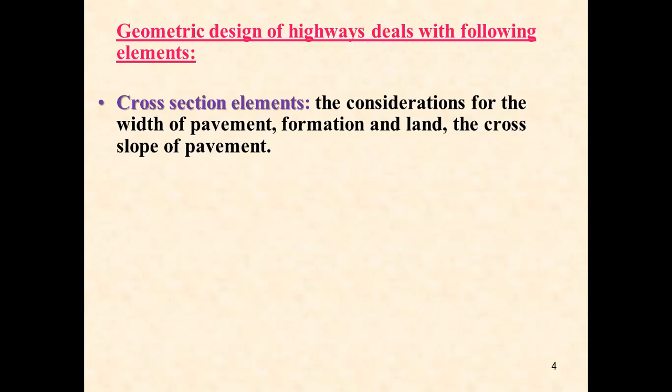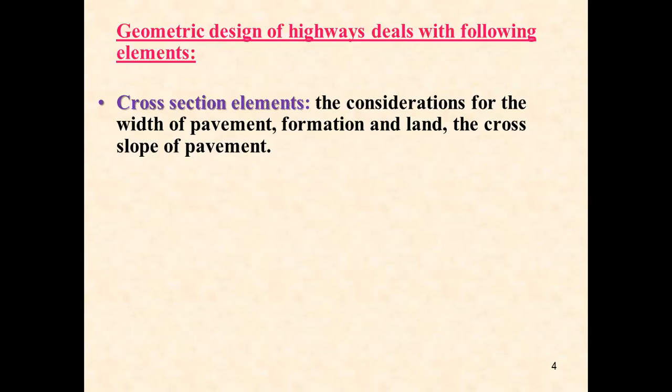The first one is related to the cross section, and that is going to be called cross section elements. The considerations for the width of the pavement, formation of the land, and the cross slope of the pavement come under the cross sectional elements. Width of the pavement, or we are going to call it the width of the road. Formation width is the total land required for the road formation. Then the cross slope we are going to call camber.